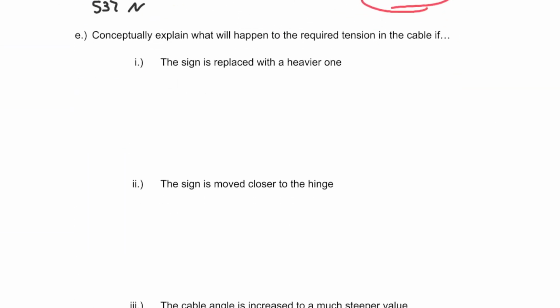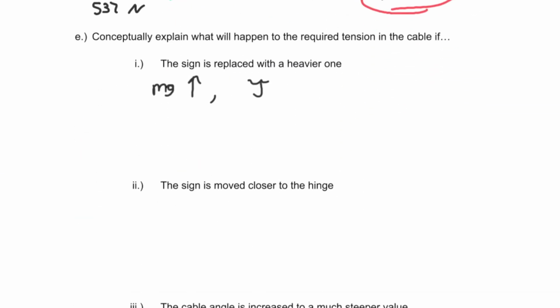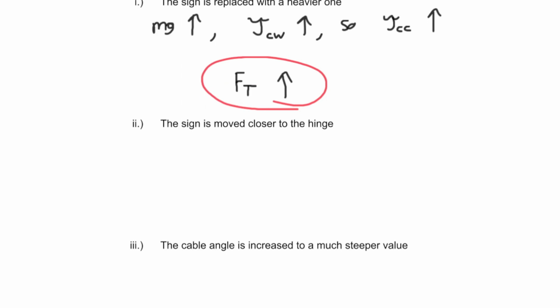So, just to give a sketch of the full sentence answer here. What's happening is mg is increasing for the sign. So that's going to increase the clockwise torque of the system. So the counterclockwise torque about the hinge must also increase to balance it, thus Ft must increase, because now there is a larger torque for the tension to balance.